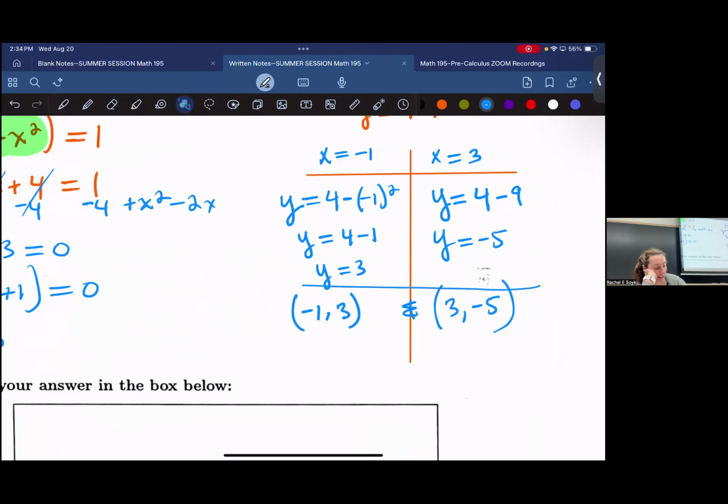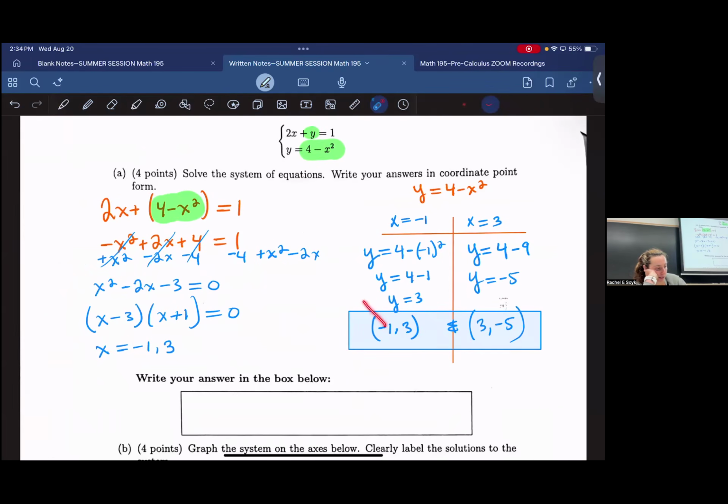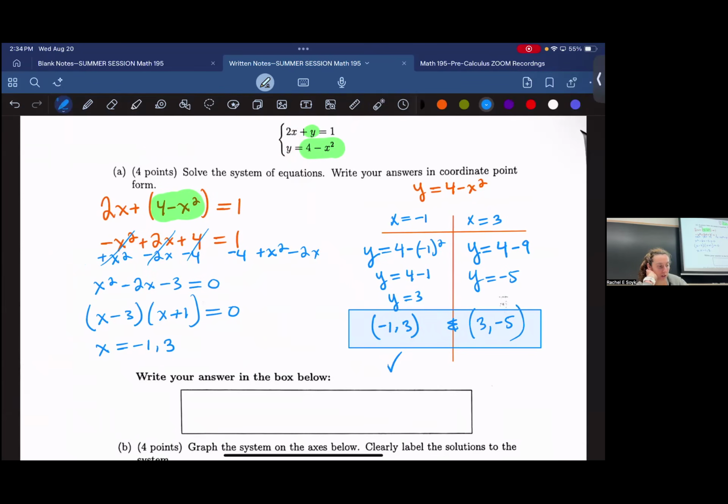So now let's check these. When x is -1, we get -2 plus 3. That works, good. And then we get 3. Is that equal to 4 minus 1? Yep. So we're good for that first solution.